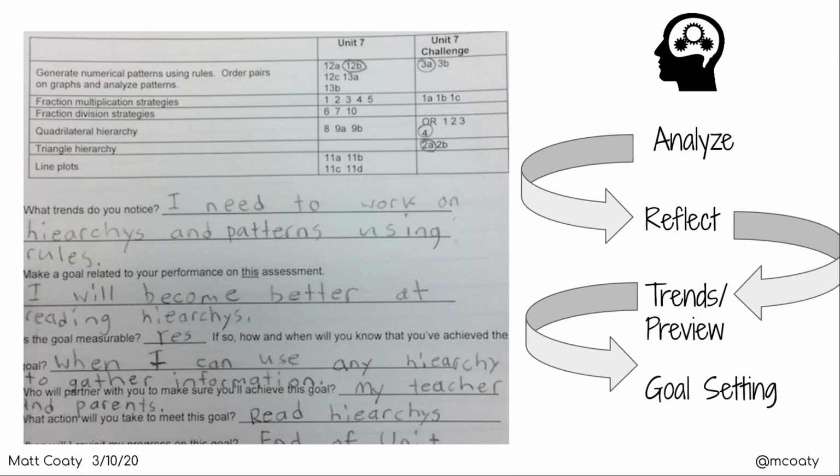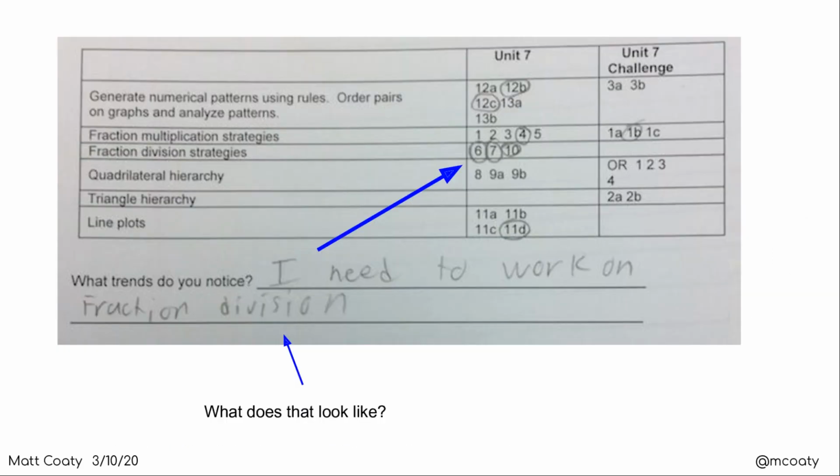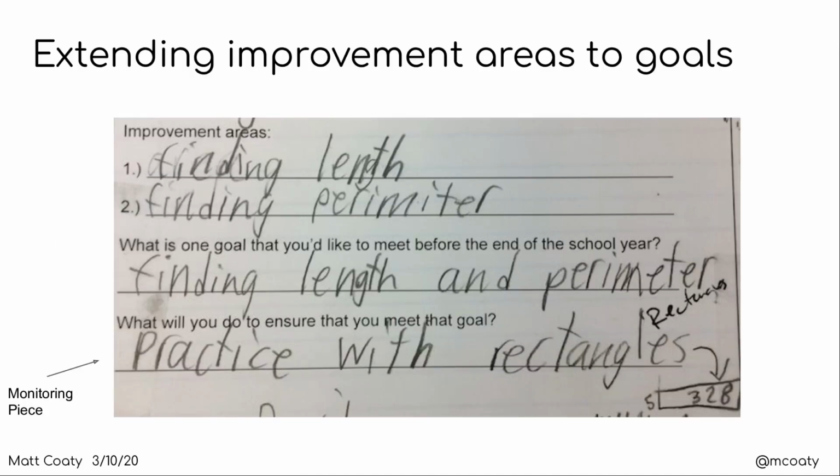Oh, this is the hierarchy one down here. So taking a look at the shape hierarchies. And then when I meet with the students, I look at this, and this person says, I need to work on fraction division. So this is a one-on-one conversation I have with the kid, and I ask, what does that look like? What does working on fraction division look like? And then how do we turn that into a specific goal? These are questions I have with the students. And then extending improvement areas: what will you do to ensure that you meet the goal?